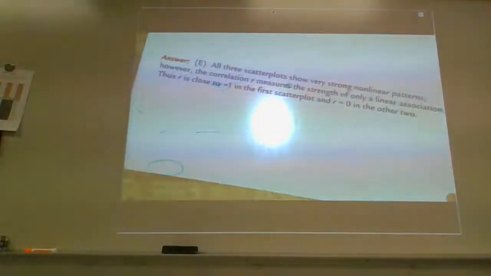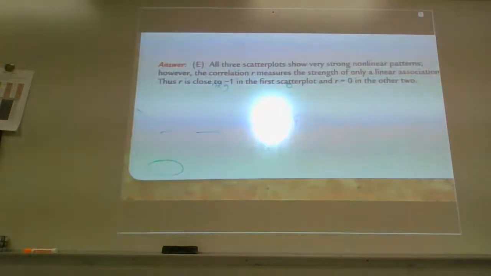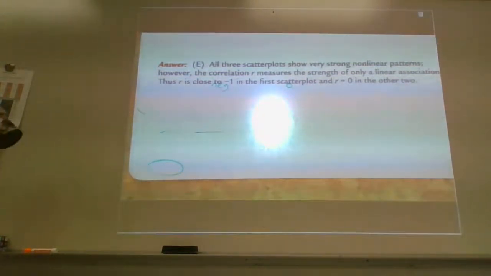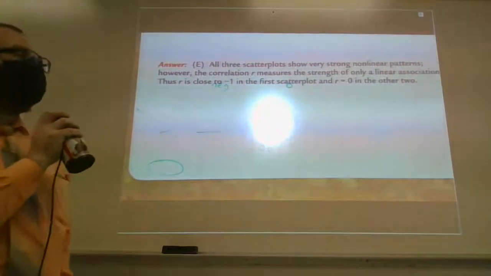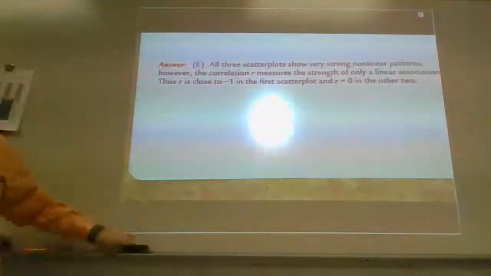Yeah, it's E. All 3 scatter plots show a very strong non-linear pattern. However, the correlation measures the strength of only a linear association. Thus, r is close to -1 for the first one and 0 for the other 2. Love that kind of stuff.